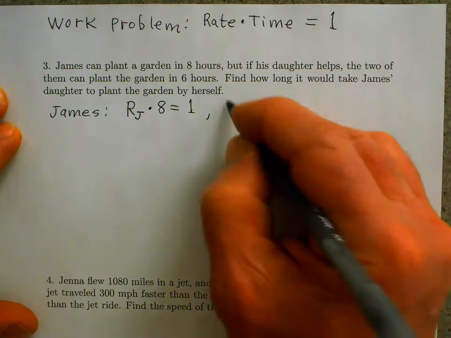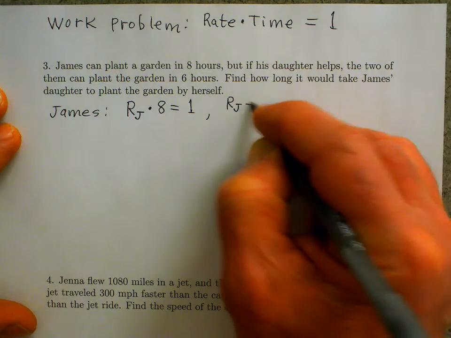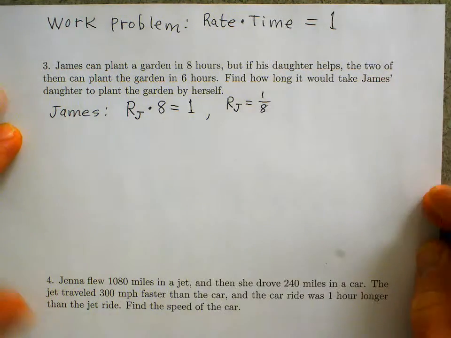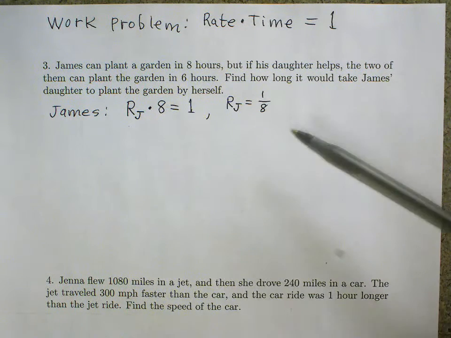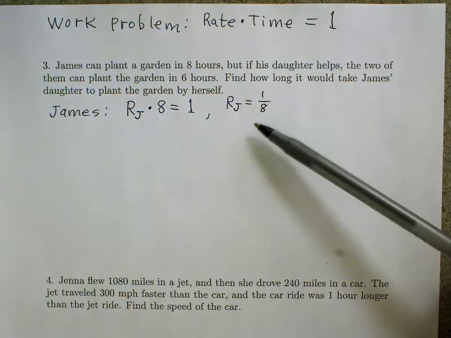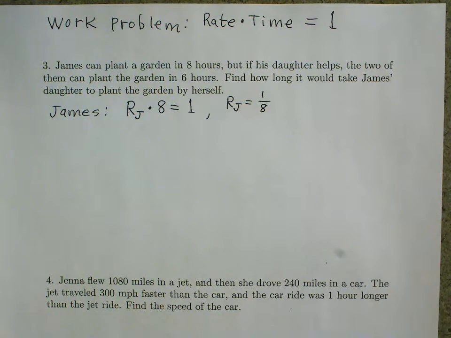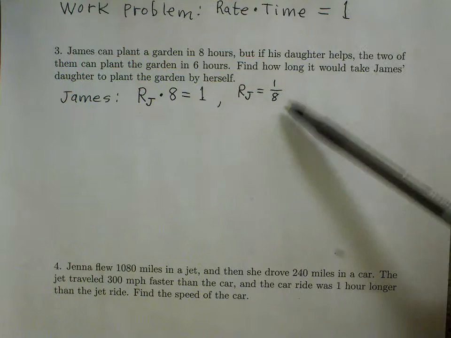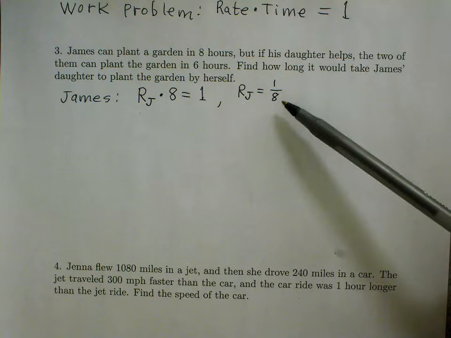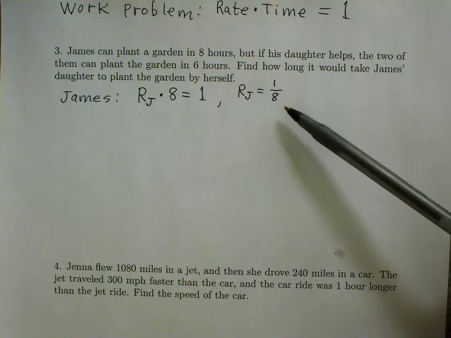So this means James's rate is 1/8, but that's just an informal way of saying what his rate is. What's a little bit more formal way to say what James's rate is? Well, this just means that James can plant 1/8 of the garden per hour.